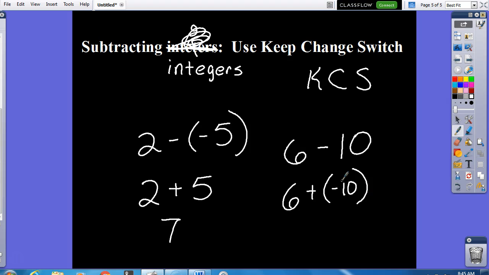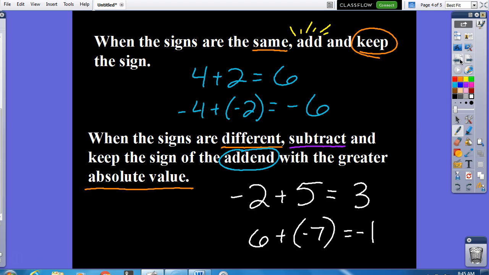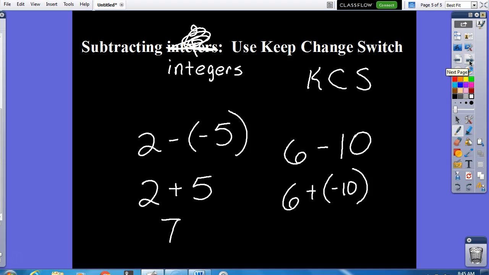So my signs are different here. This is where, and I'm just going to click back to the previous screen real quick, when the signs are different, I subtract and keep the sign of the addend with the greater absolute value. So I'm going to subtract. 10 minus 6 is 4. And I'm going to keep the sign of my addend with the greater absolute value. My negative number is farther from 0. My answer is negative.